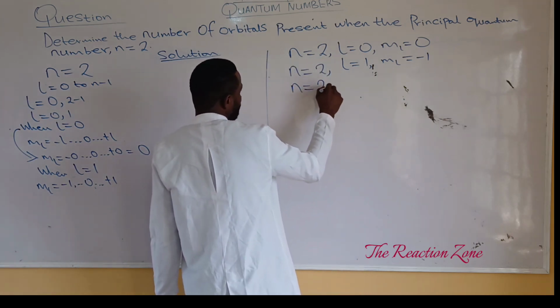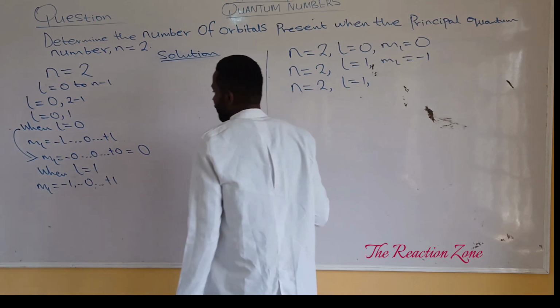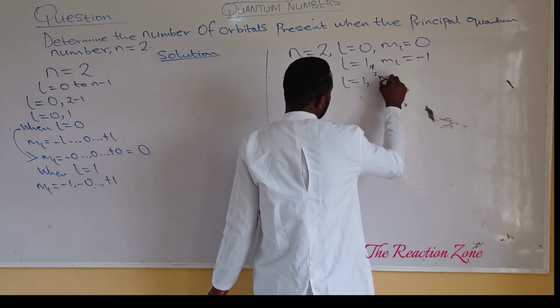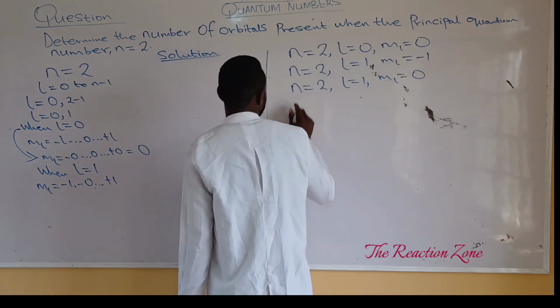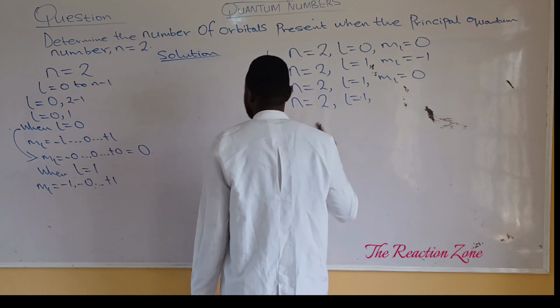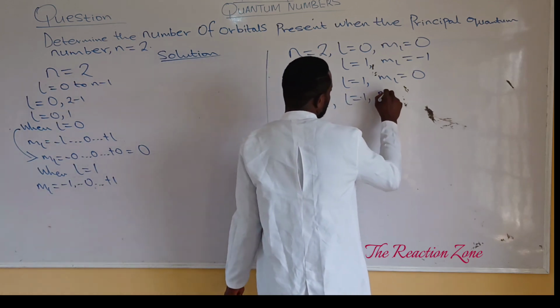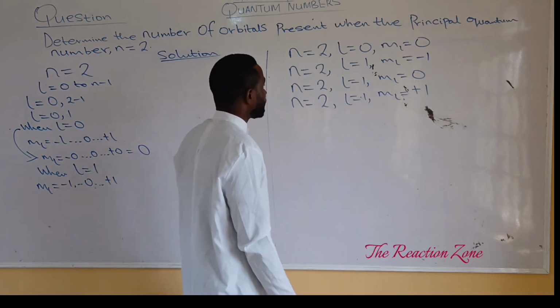Also, we have n is equal to 2, l is equal to 1. The next value of ml is 0. So we have ml is equal to 0. And then we have n is equal to 2, l is equal to 1. The last value of ml is plus 1. So in this case, ml is equal to plus 1.